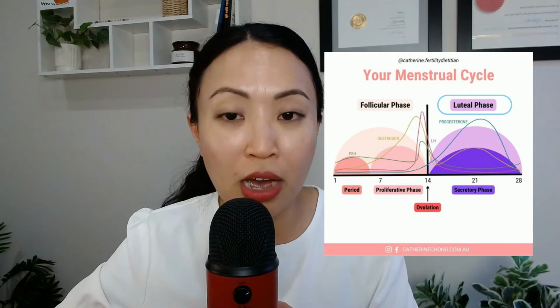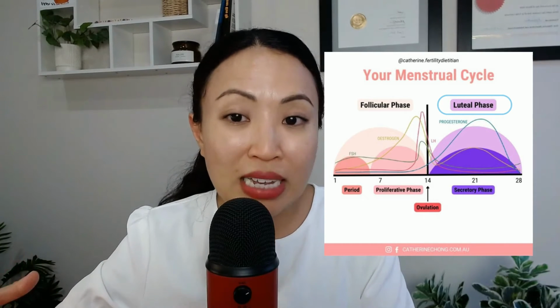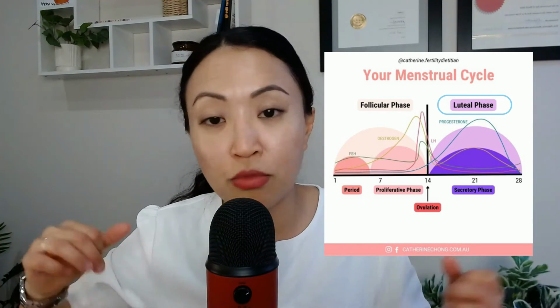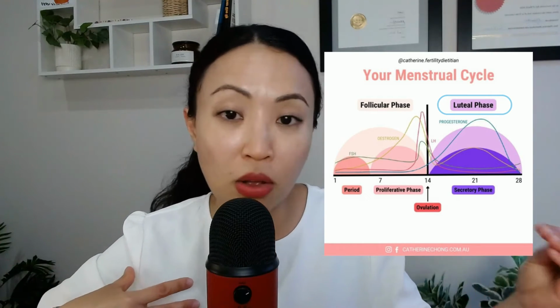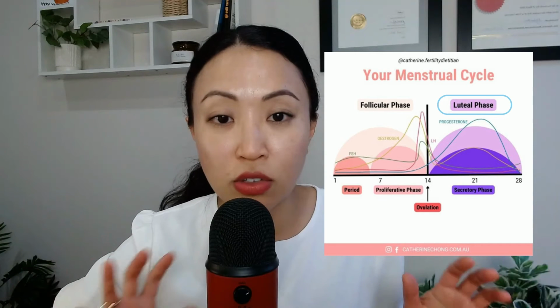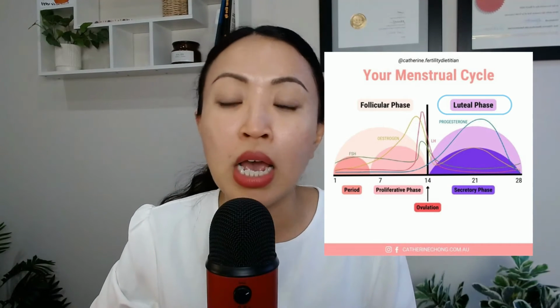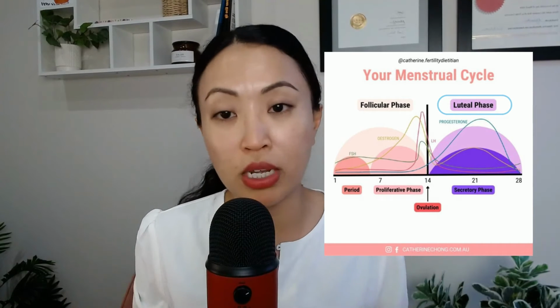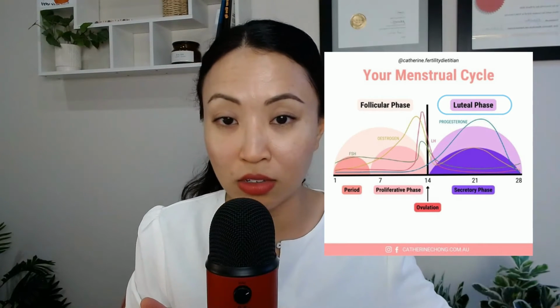And like I spoke about before, the follicular phase tends to be the phase that may vary. For some women it can be shorter, for some women it can be longer. But like I say, the luteal phase is usually pretty consistent, right? And that's why the luteal phase is also often used to help predict your next cycle as well.